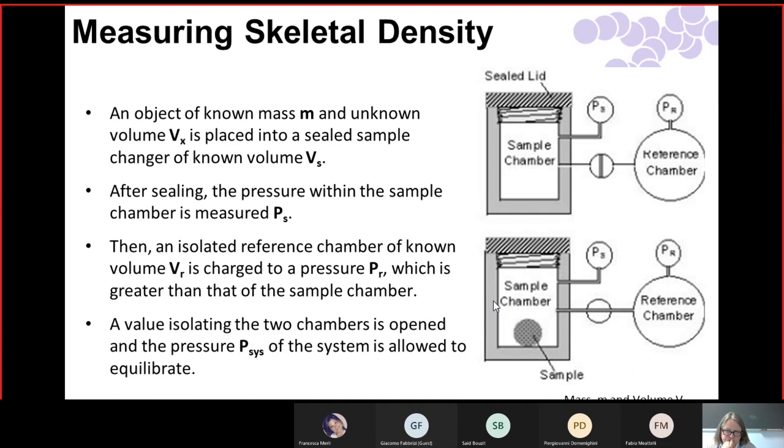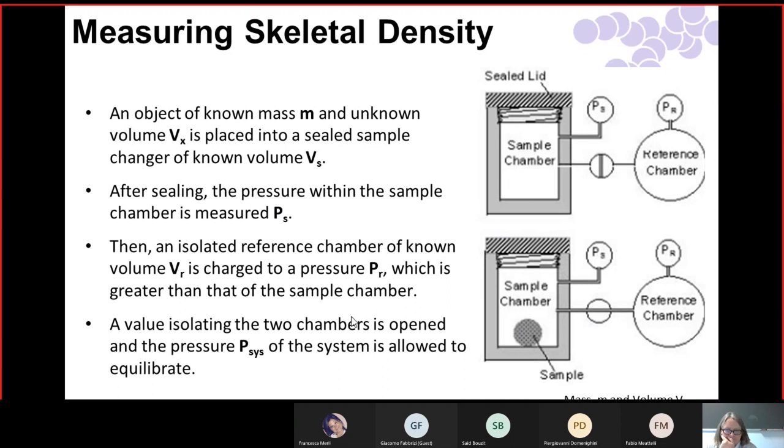And once that settles, we then open the valve and let the system equilibrate. And the idea is the gas that's in here, and usually we use helium for this, because this is at a higher pressure, will move into here and will infiltrate into your sample if it's porous.